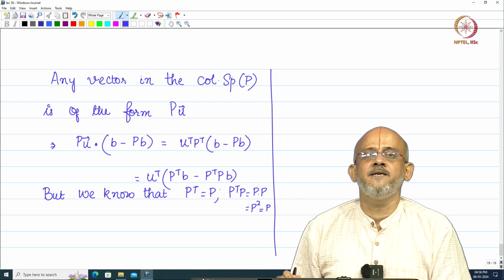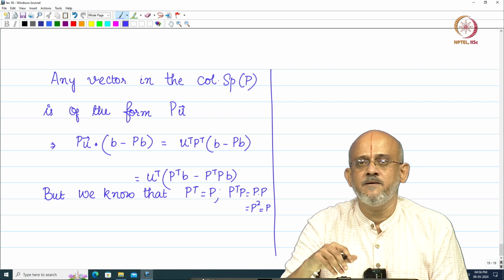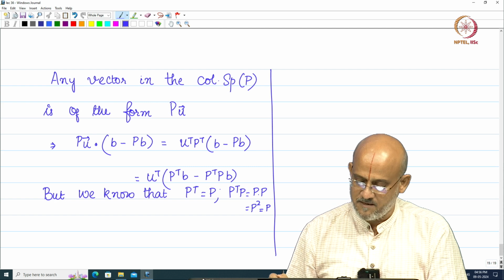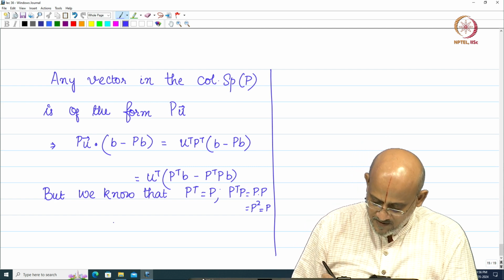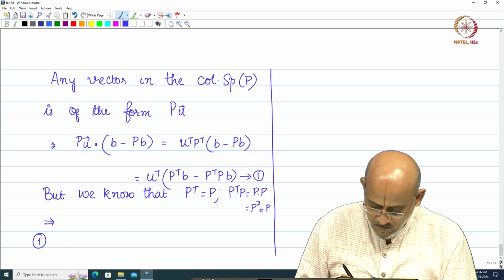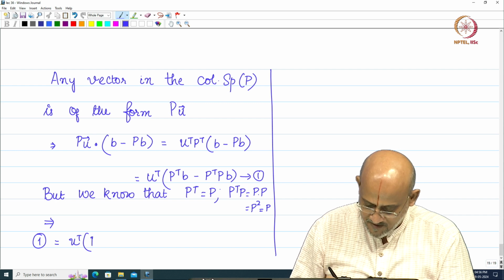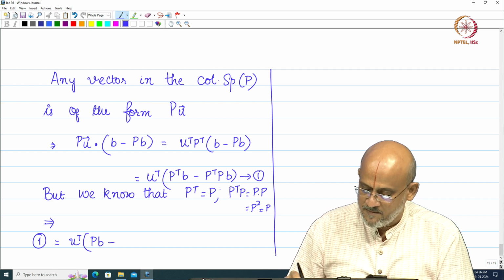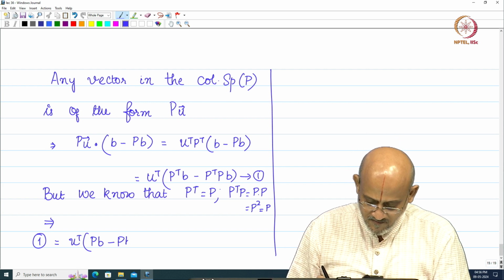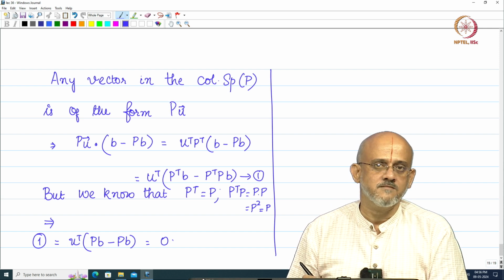We want to establish that the matrix P is actually a projection matrix. We have taken P to be any matrix with the properties P squared is equal to P and P transpose is equal to P. Let us take this as 1. Therefore 1 is equal to U transpose into P transpose B minus P transpose Pb, which is Pb minus P squared B, which is the same as Pb minus Pb. So we get U transpose into 0, which is basically 0.